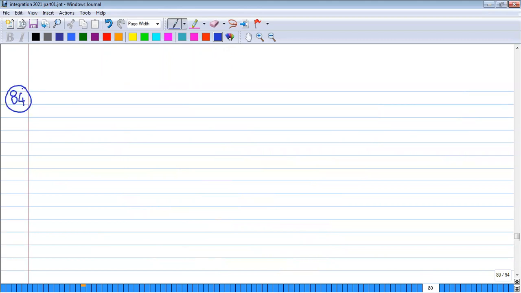Problem 84. If I_n equals the integral of cot x whole to the power of n dx, then I4 plus I6 equals?